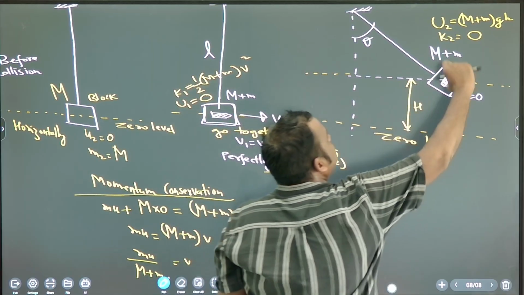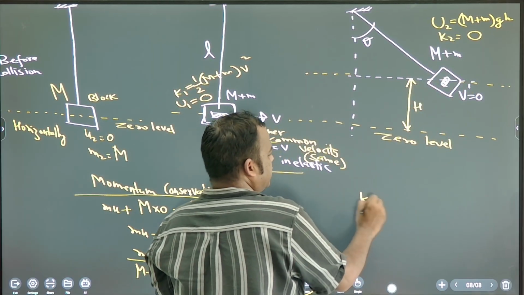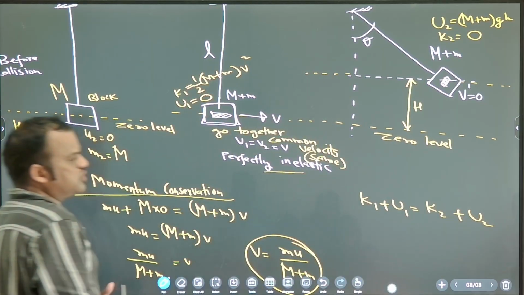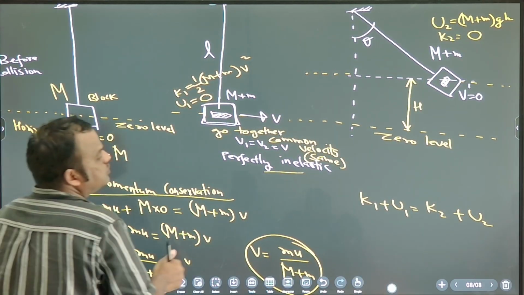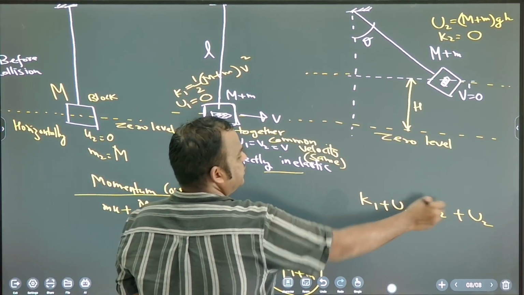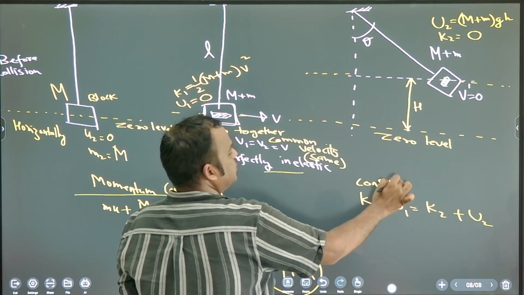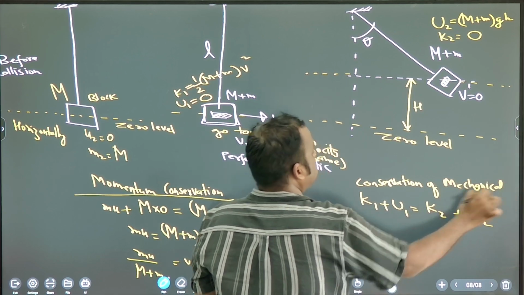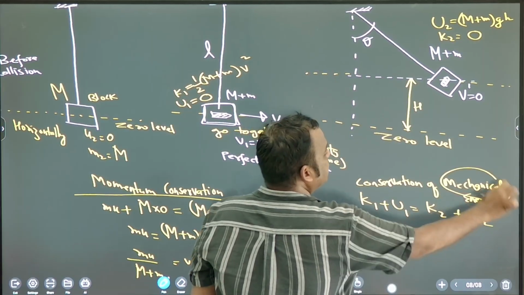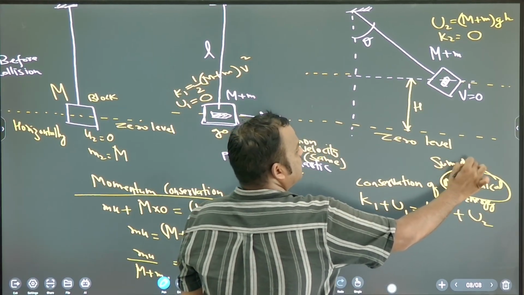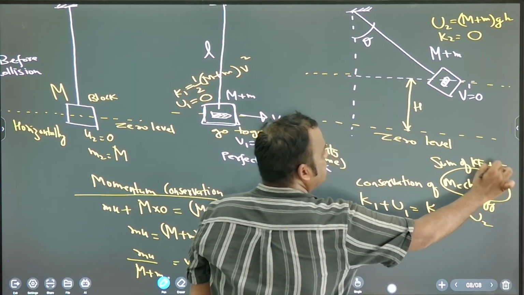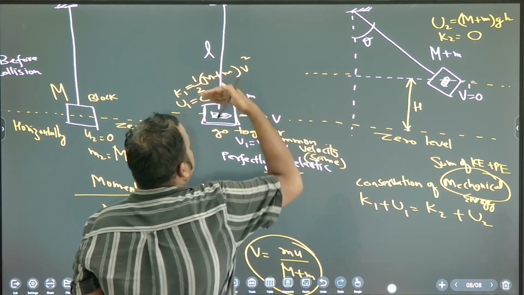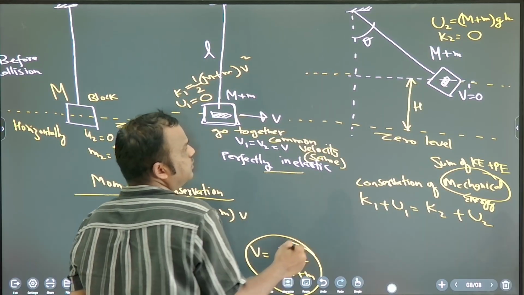It will go like this. Now use K1 plus U1 is equal to K2 plus U2. Okay, solve. So this is kinetic energy plus potential energy conserved. What do you call this? Conservation of mechanical energy. What is mechanical energy? The sum of kinetic and potential energy is known as mechanical energy. Okay, now equate.